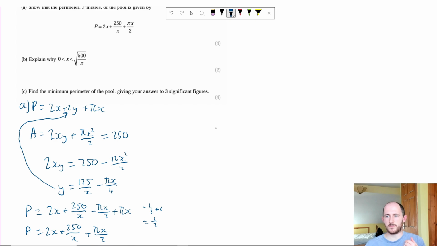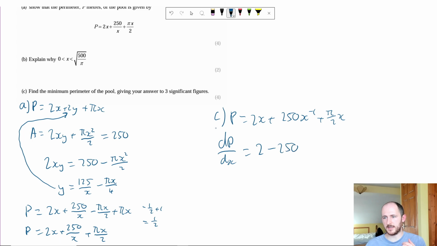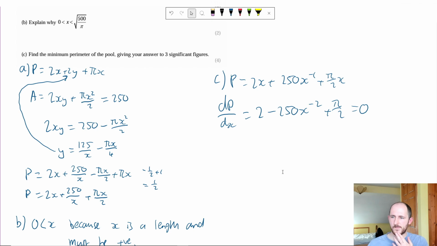Again, change this into a form that you can actually differentiate. So we have p is equal to 2x plus 250 x to the minus 1 plus pi over 2 x, and then dp by dx gives me 2 minus 250 x to the minus 2 plus pi over 2. Okay, there's 2 values of x. Equals 0. I would move this over.